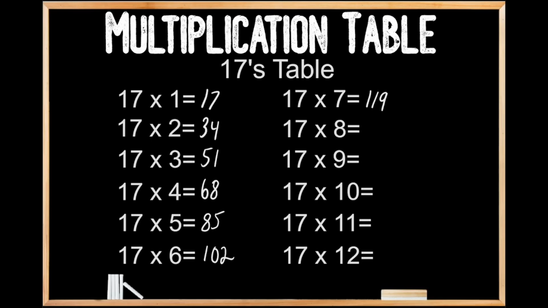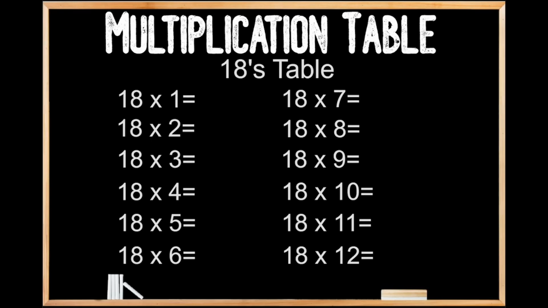17 times 8 is 136. 17 times 9 is 153. 17 times 10 is 170. 17 times 11 is 187. And 17 times 12 is 204.